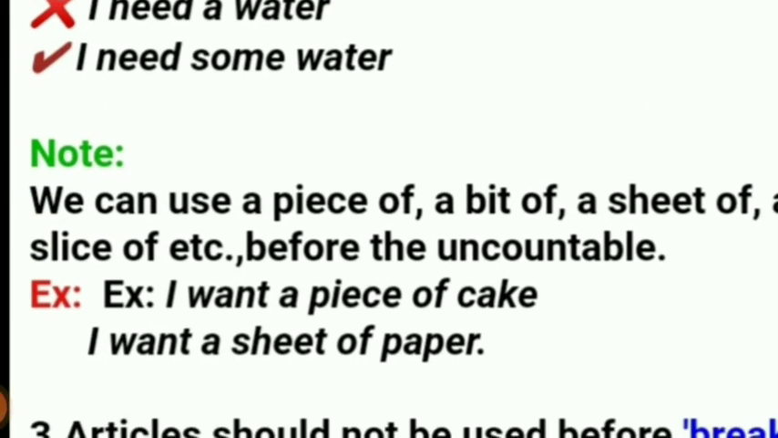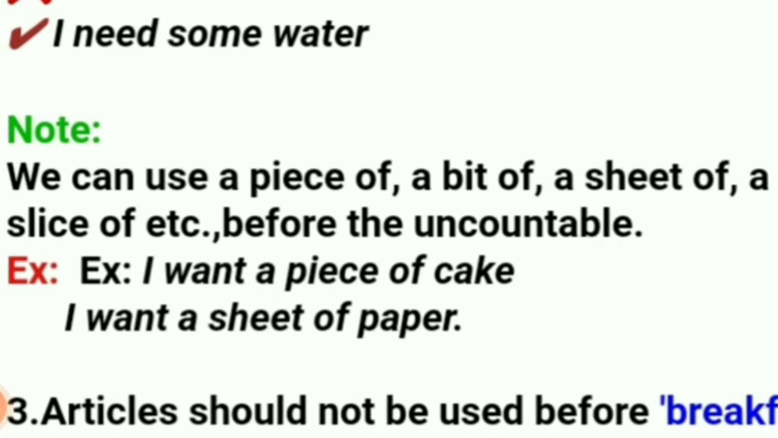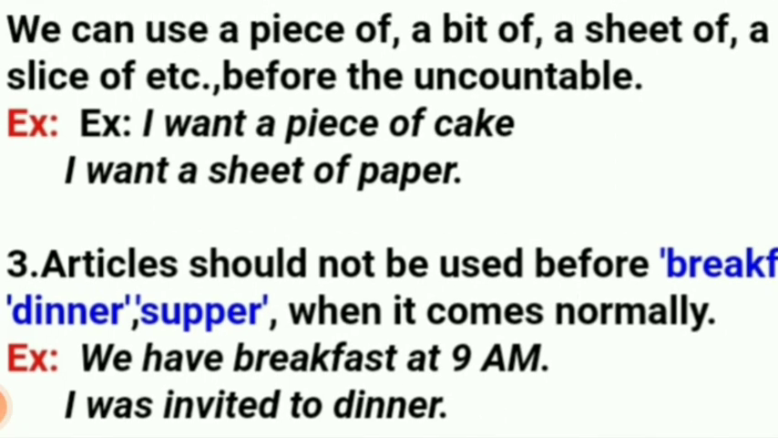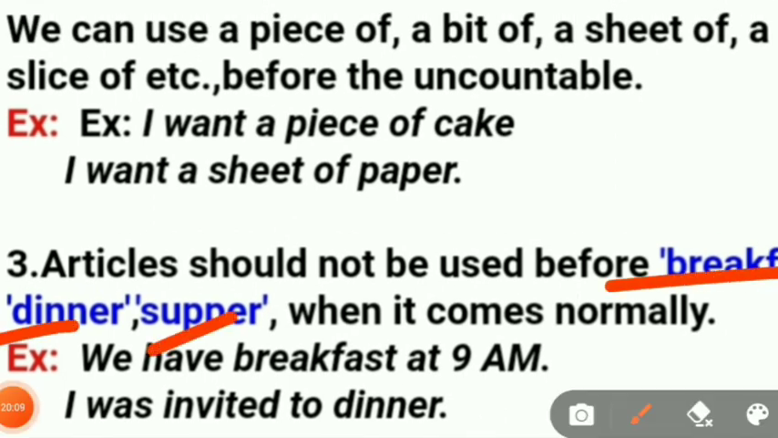Don't use waters. So note, we can use a piece of, a bit of, a sheet of, a slice of, etc. before uncountable nouns. I want a piece of cake. I want a sheet of paper. Articles should not be used before breakfast, dinner or supper.